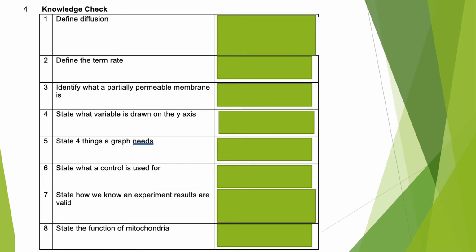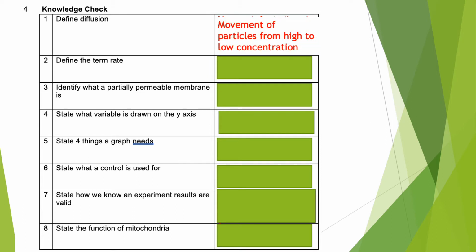Brilliant. So let's start off. Number 1, define diffusion. Okay, so this is from a couple lessons ago, and diffusion is the movement of particles from a high concentration to a low concentration. Okay, it's a passive process, doesn't need any energy, and it happens quite naturally.